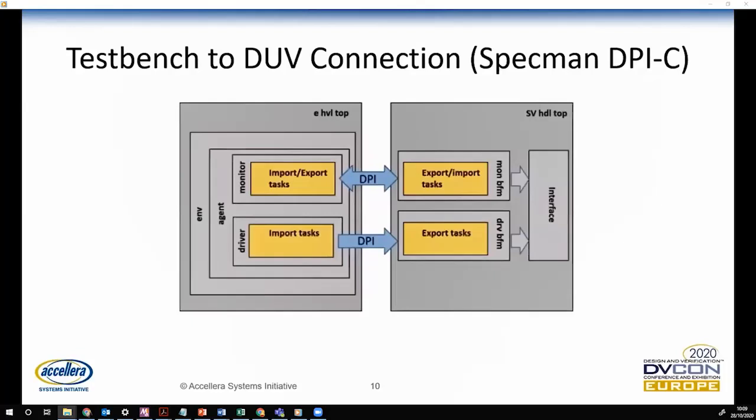For Specman, the BFMs are the same as in SystemVerilog, with the exception of the API. Here, the abstract class approach is replaced by the Specman DPIC mechanism. The API methods in both the HVL and HDL parts are qualified by the import or export directive, depending on the direction of communication. Data is passed between the two parts using a packed struct.